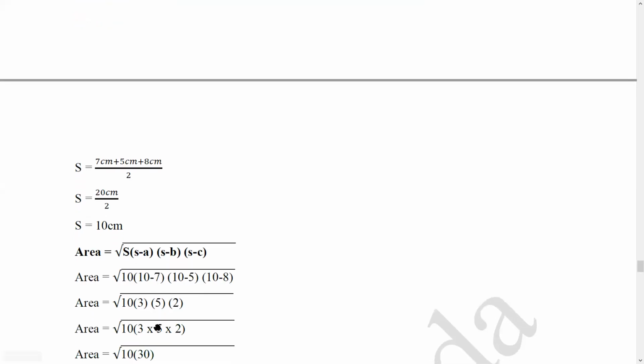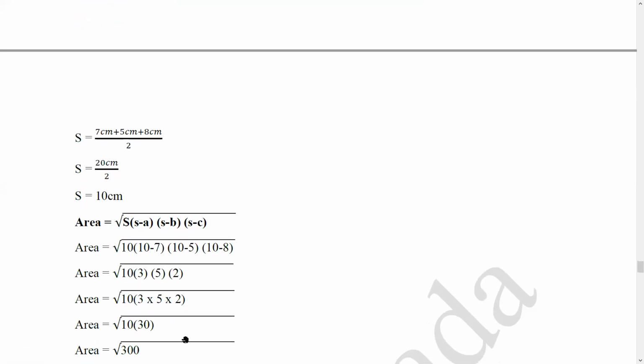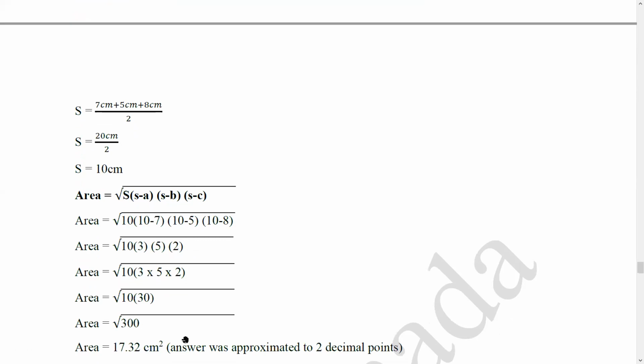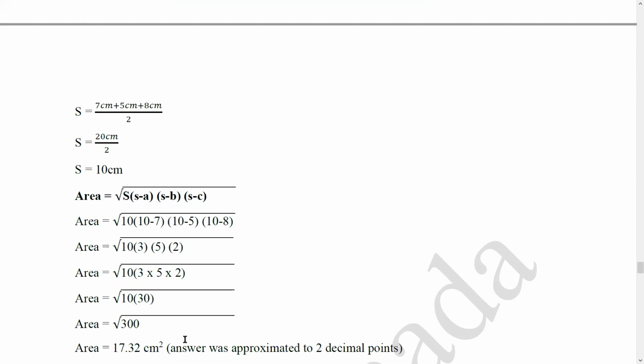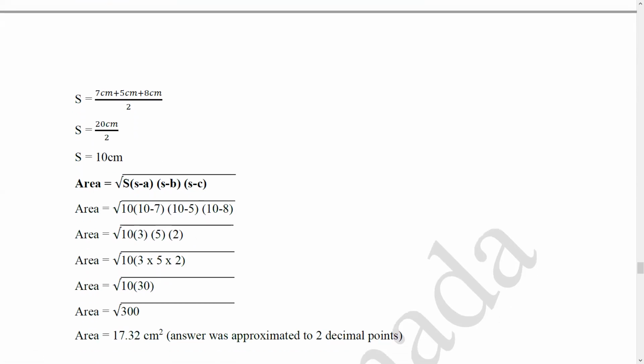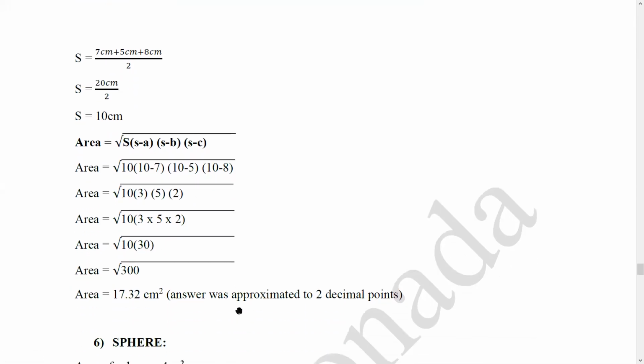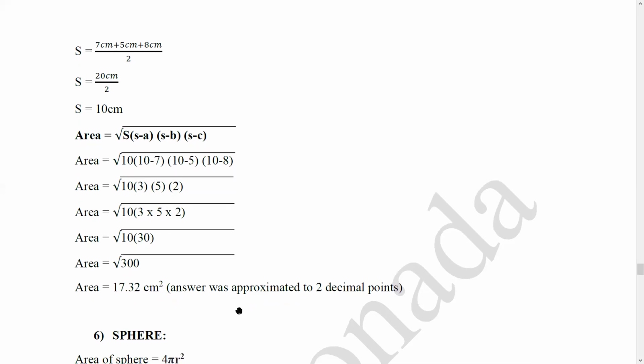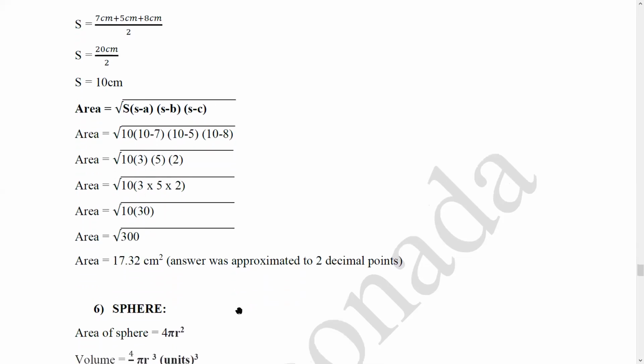So 10 by 3 by 5 is 15, 15 by 2 is 30, 10 by 30 is 300, and of course, the square root of 300 is 17.320508808, and of course, we're approximating it to 2 decimal places, so you have to say that, and of course, it's area, so it's centimeters squared. All right, I hope everybody got that. Or at least most people.